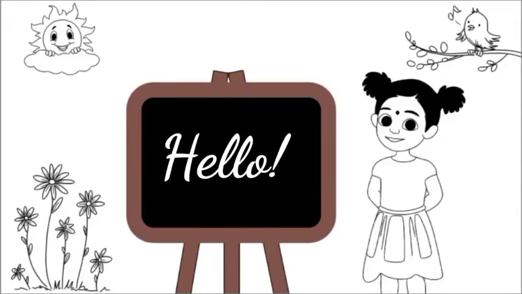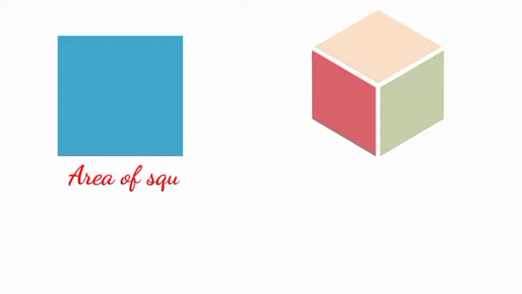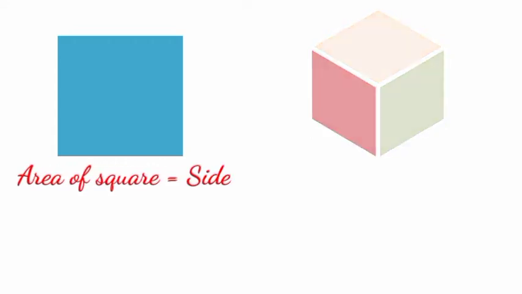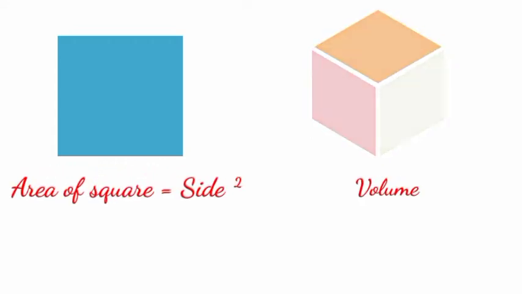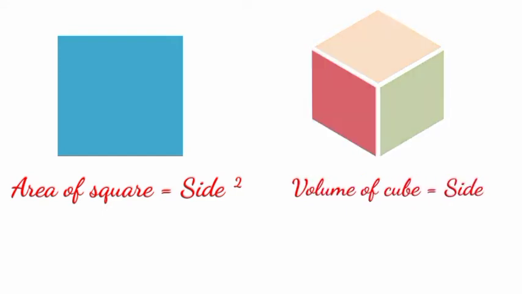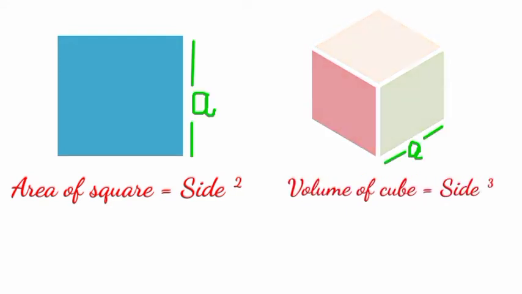Hello children, do you know the area of square and the volume of cube? Yes, you got it right. The area of square is side square and the volume of cube is side cube. If each side of the square and this cube is A, then the area of square will be A square and the volume of cube will be A cube.